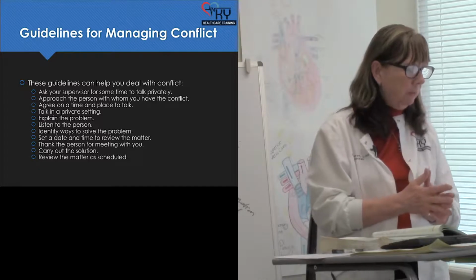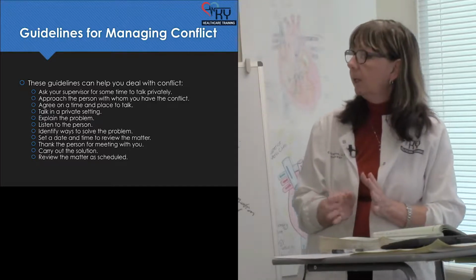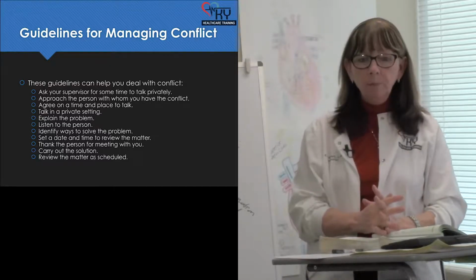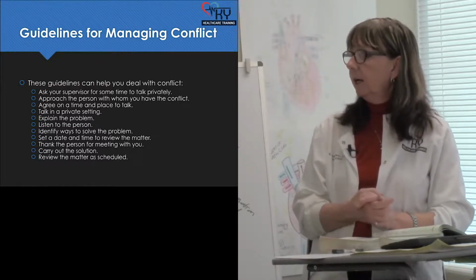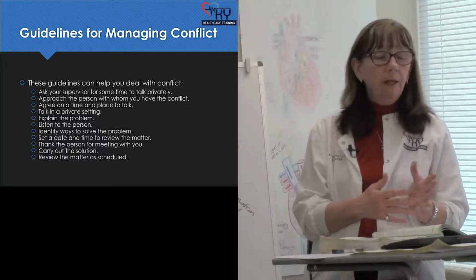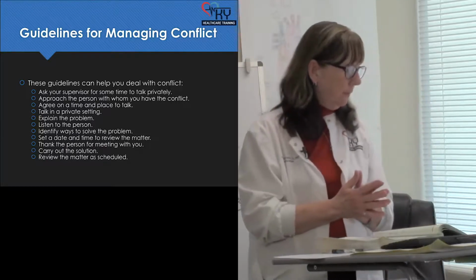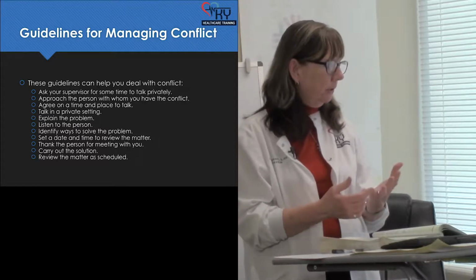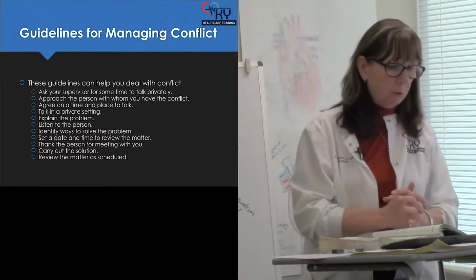Approach the person with whom you have the conflict. Agree on a time and place to talk. Talk in a private setting. Explain the problem. Listen to the person. Identify ways to solve the problem. Set a date and time to review the matter. Thank the person for meeting with you. Carry out the solution and review the matter as scheduled.